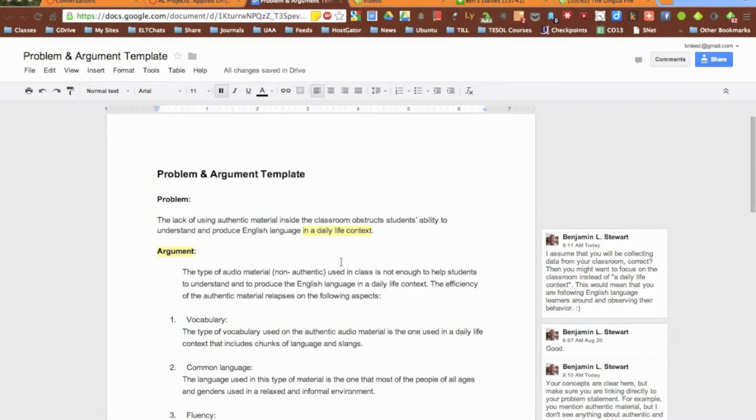Also ask yourself the scope of your research. Where are you going to be collecting your data? I would assume most of you are going to be collecting your data in the classroom. So in this case, instead of looking at the usage of English in a daily context, perhaps we want to limit that to the classroom, since probably most of us are only going to collect data that is in our classroom. If we're going to look at English use in the daily life of our English language learners, that would mean we're following learners around to their homes and recording virtually every aspect of their life to see how they're using the English language.